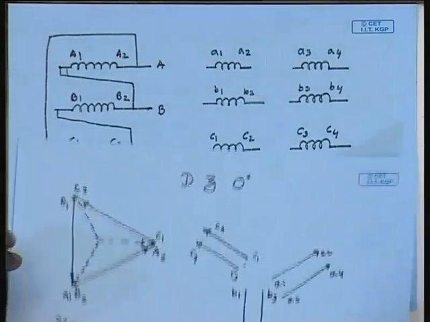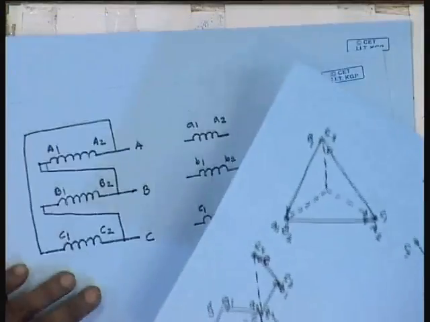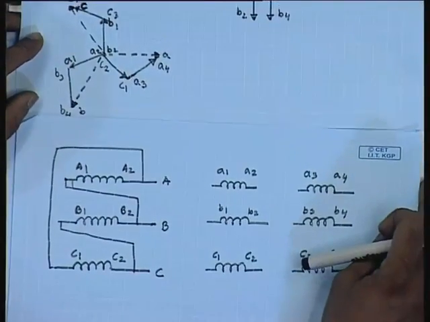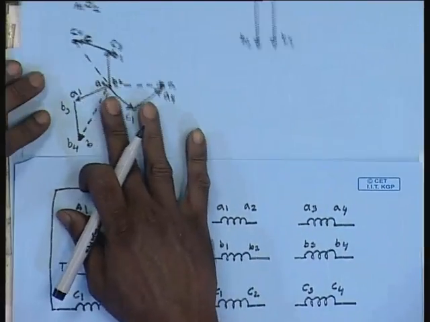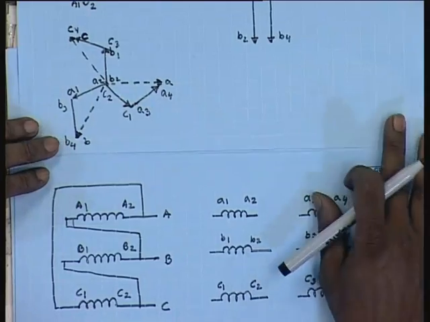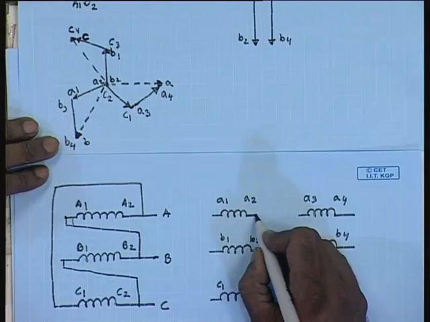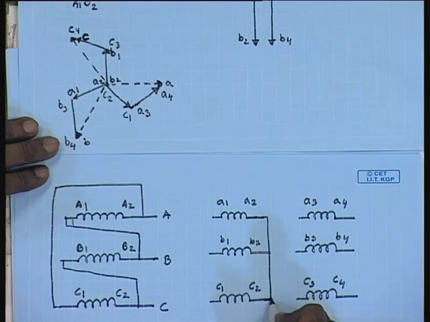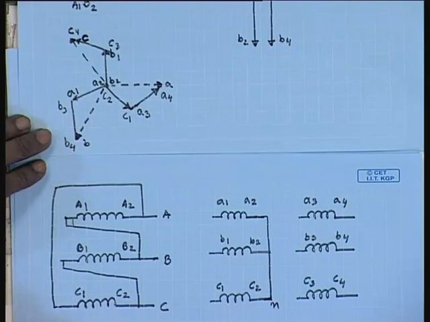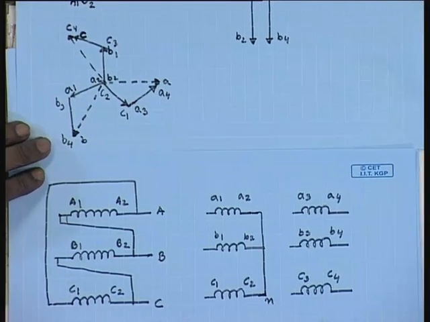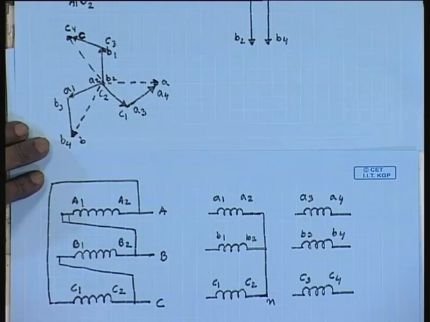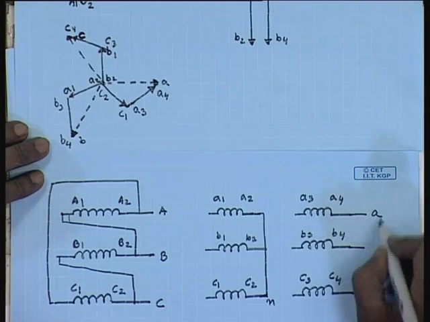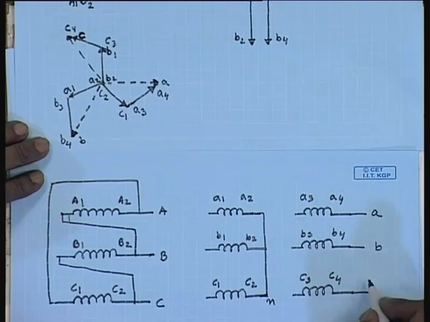Now, let us look at the phasor diagram. The star is formed by connecting A2, B2, C2. So, this is the neutral point on the zigzag side. The lines are taken from A4, B4, C4. So, this is terminal A, terminal B and terminal C.